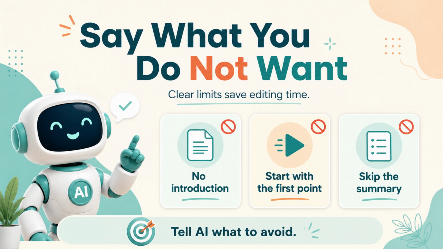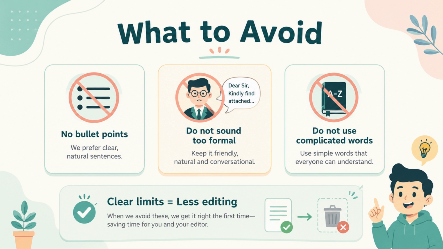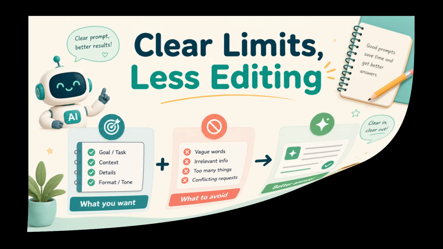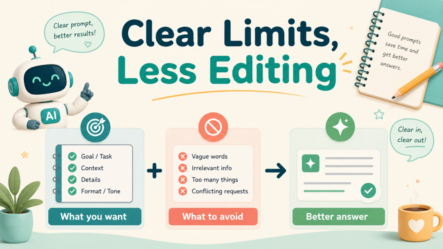Now, here is the part many people forget. Tell AI what you do not want. For example, no introduction. Start with the first point. Do not use bullet points. Write it as a short paragraph. Skip the summary at the end. Do not use complicated words. Do not make it sound too formal. You can also tell it to avoid words you do not like. For example, do not use words like delve, leverage, or unlock. This may sound small, but it saves a lot of editing time. Every rule you give is one less thing you have to fix later. AI works better when you are clear about both what you want and what you want to avoid.